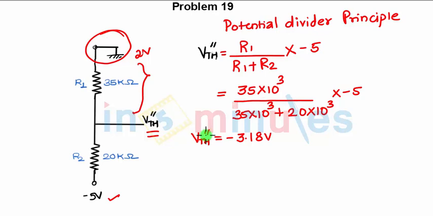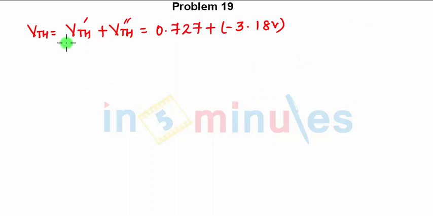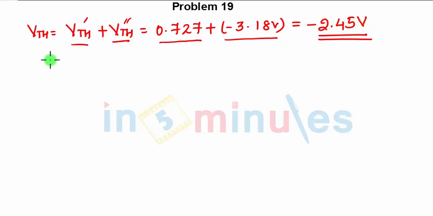Right, now we can find total VTH. How to find total VTH? By the superposition theorem. VTH will be VTH dash plus VTH double dash, which is 0.727 volts minus 3.18 volts. That will give you VTH as minus 2.45 volts. Once you have found VTH, you can find RTH.